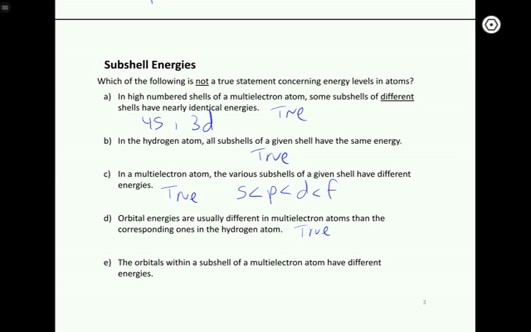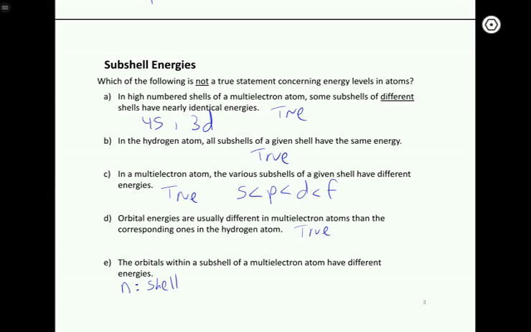And then finally, choice E, the orbitals within a subshell of a multi-electron atom have different energies. So here we have to know the definition of shell, subshell, and orbital. What we have to remember is that if we're given a value of n, which is the first quantum number, that's our shell number. And as we talked about, in one-electron atoms, this determines the energy.